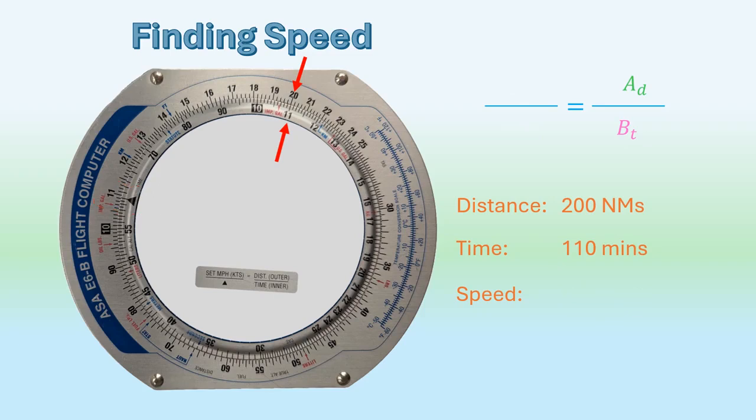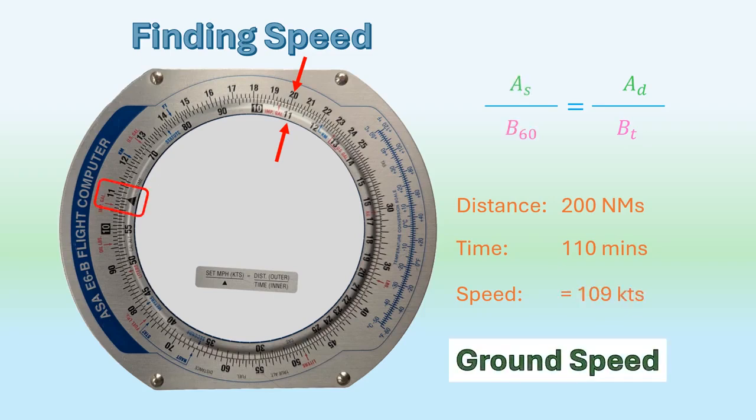When calculating dead reckoning related info, you're using ground speed, not airspeed. Need a refresher on how to find ground speed? Check out the video on the E6B wind side. The link is in the description below.